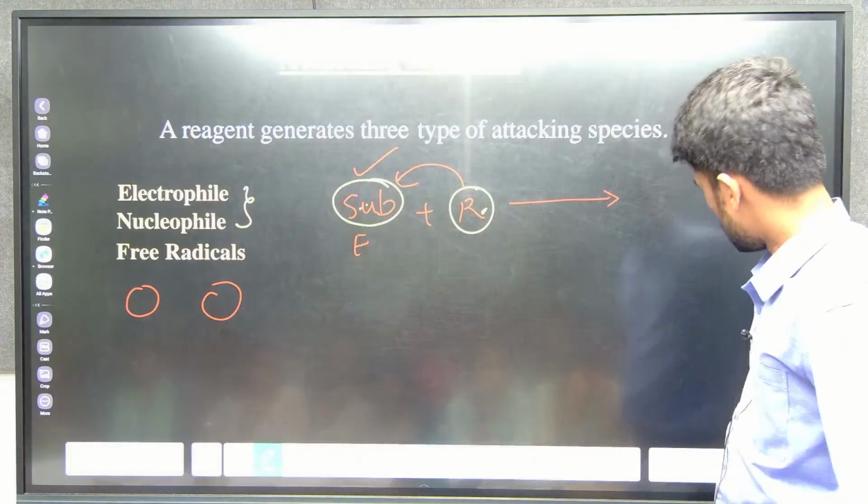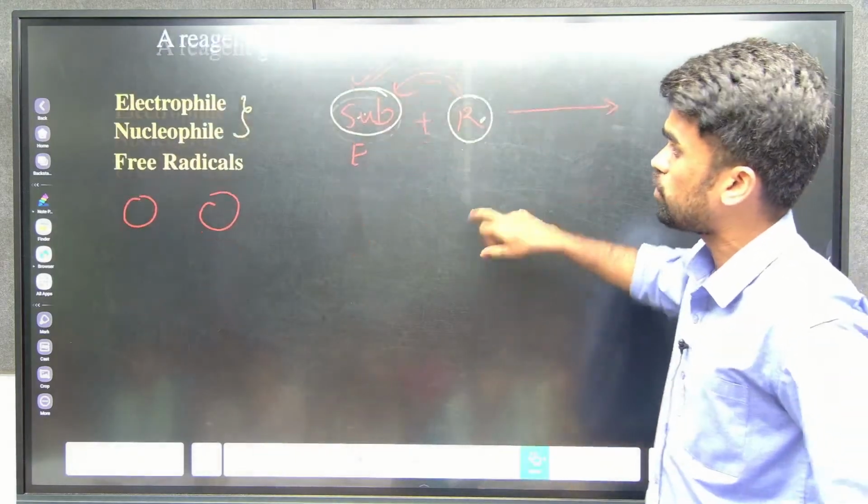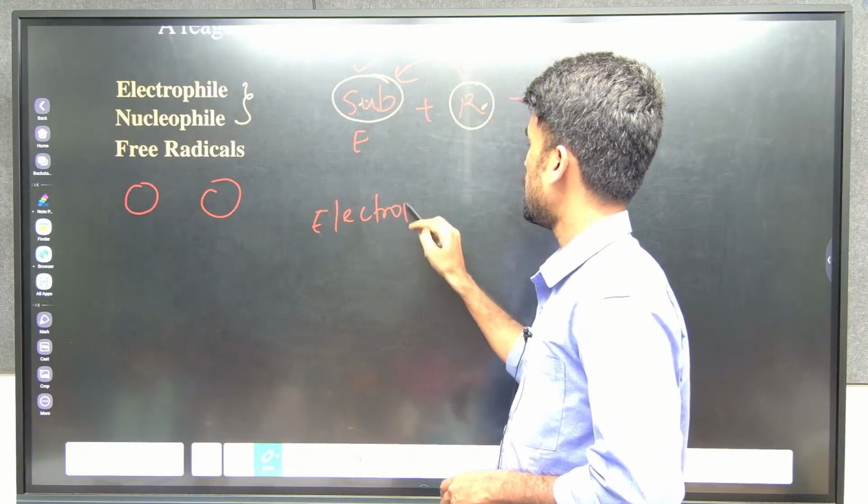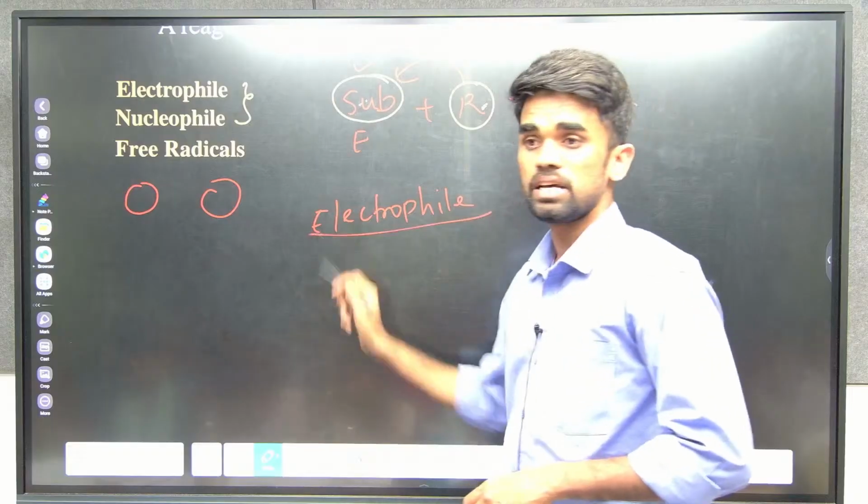Next. So now what do we mean by electrophile, you tell me? Electrophiles, electron deficient species. Give some examples.